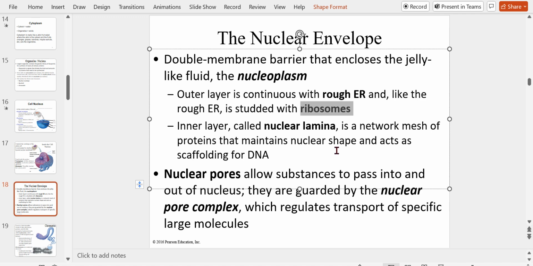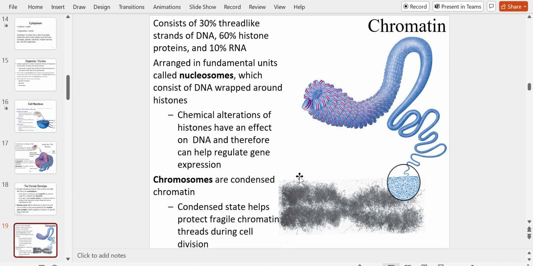The inner layer of the nucleoplasm there, called the nuclear lamina, is the network mesh of proteins that maintains nuclear shape and acts as the scaffolding for DNA. Okay, holds the DNA together. That's your nuclear lamina. Nuclear pores allow substances to pass into and out of the nucleus. They are guarded by the nuclear pore complex, which regulates transport of specific large molecules. Okay? Very good.